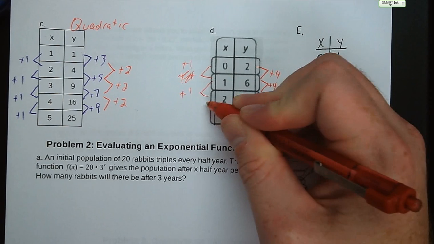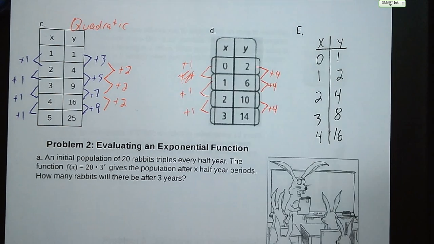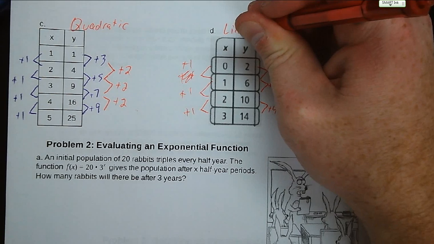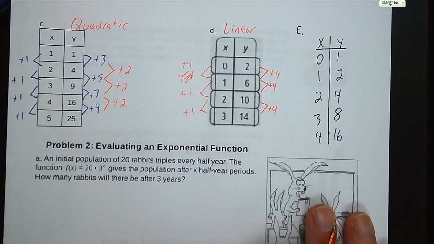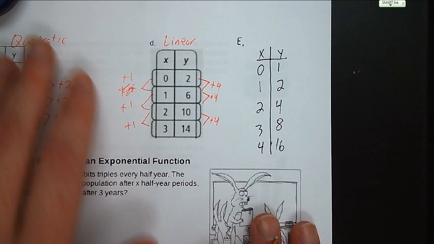Plus 1, plus 1, plus 1. So this is linear. Now here's an example of what an exponential data table would look like.